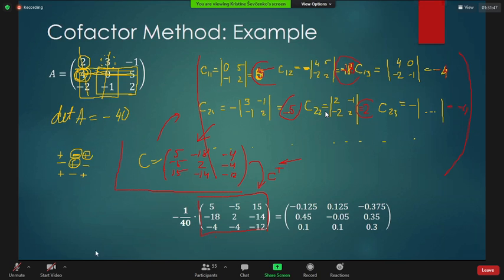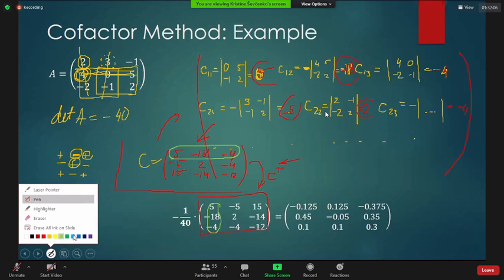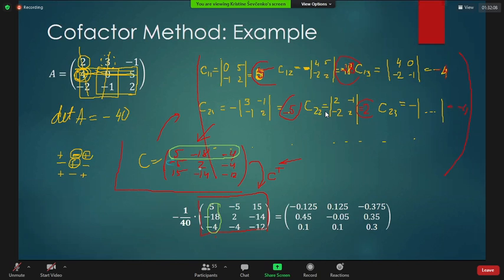Each row becomes the corresponding column. I will perhaps use some color to remind those people who missed the first lecture on Monday, for example. When we transpose, the first row becomes the first column, the second row becomes the second column, and the third row becomes the third column.